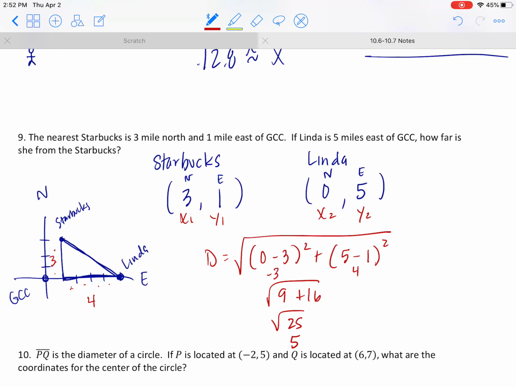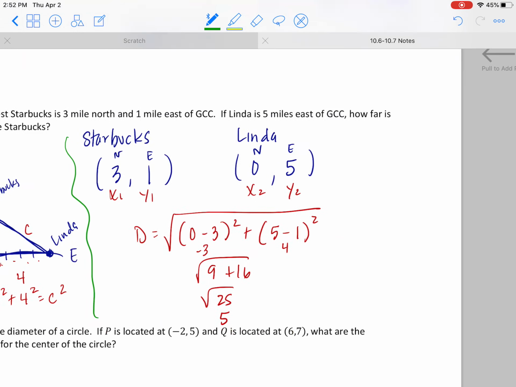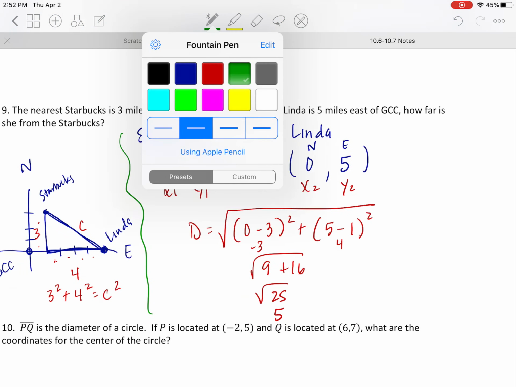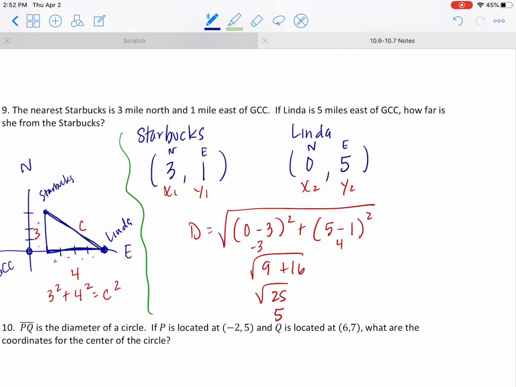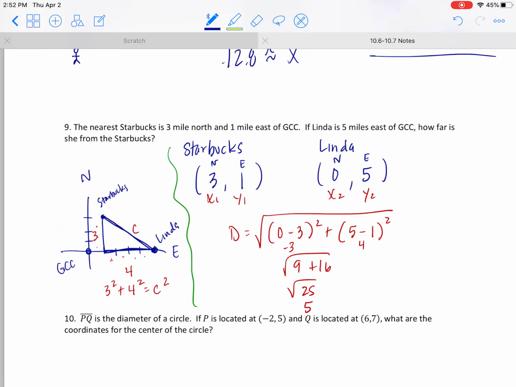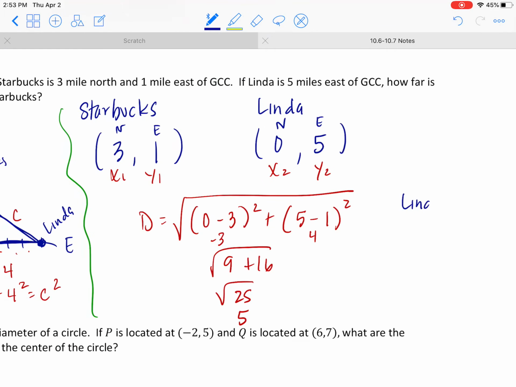The same thing is going to happen here. Even though my coordinates are backwards from what I wrote here, I got 1, 2, 3, 4 as a length of that side, 1, 2, 3 as a length of that side, and then 3 squared plus 4 squared equals c squared. It's going to get us the same thing. So however your brain is managing that, hopefully it's managing in one of the two ways. Linda is 5 miles from Starbucks.